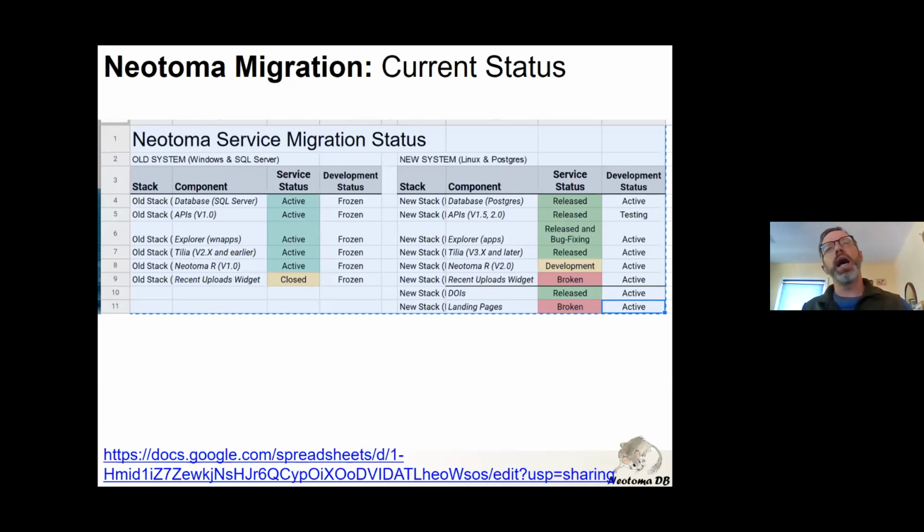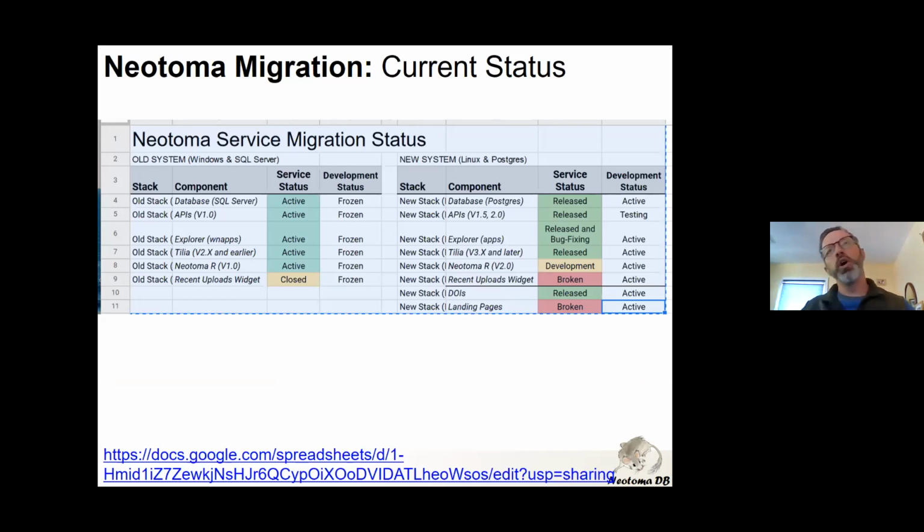We're in this midstream point where, on the one hand, we have the Windows version of everything that is all active but frozen. We're not changing them anymore. The database itself is not changing anymore. And now we have a new version, the Postgres version, in which the database is released. We are now doing some test adds of data to it through Tilia, so it's starting to become the living version. And we are in the process of making sure that all the software services work. So we have this current status of the moment.